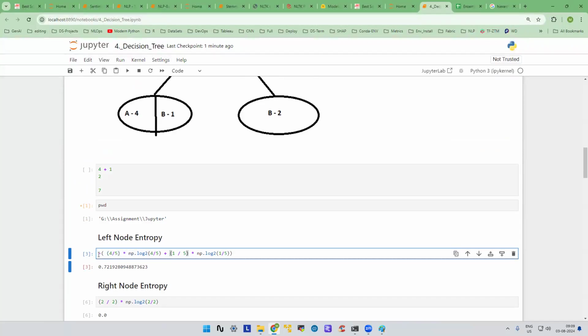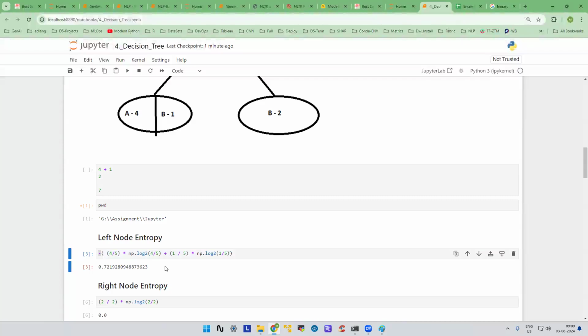Plus, of course, it's minus of everything, right? So 1 by 5. 1 by 5 means 1 out of total 5, so into log of 1 by 5. This is for the left node. After calculating this, we got the summation as negative, some negative value, minus 0.72. A minus of minus is plus, right? That's the reason we got 0.72.